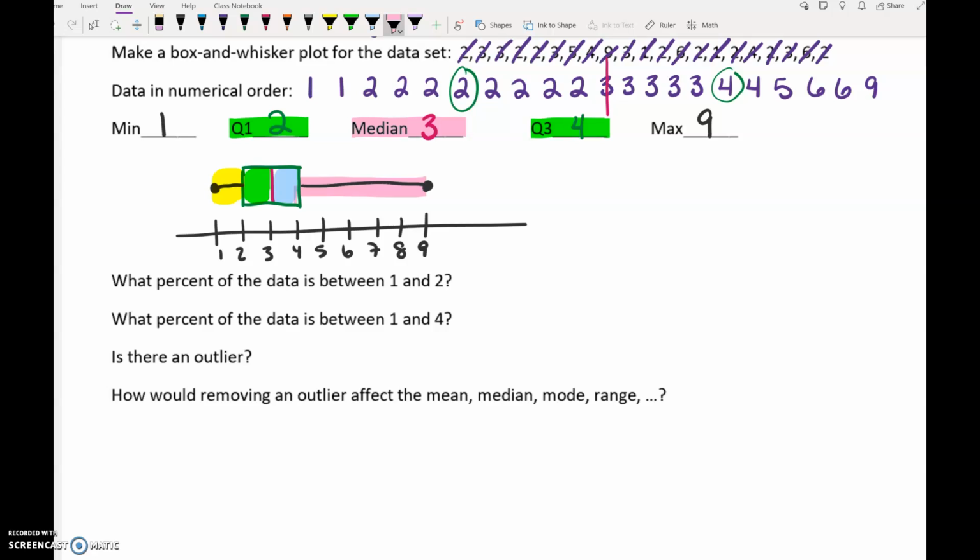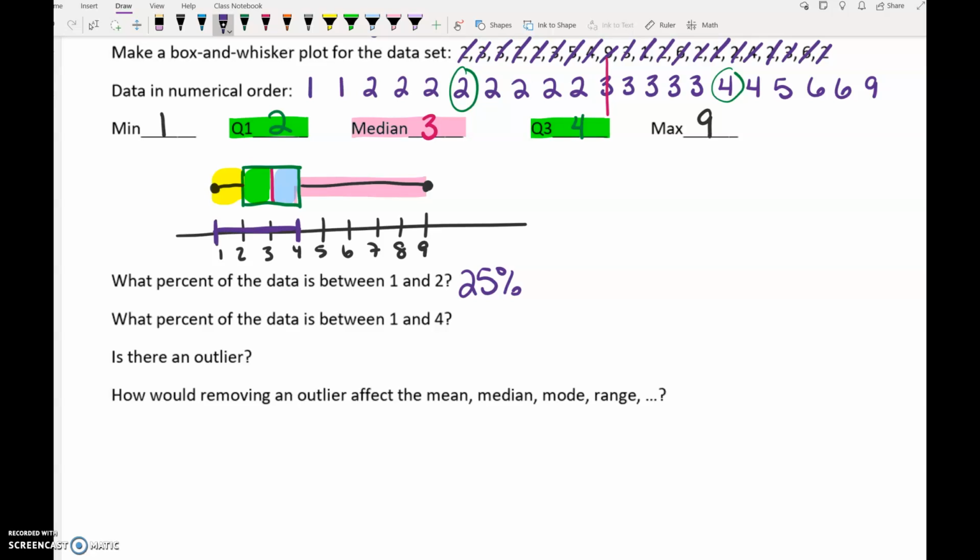So a box and whisker plot shows you how spread out the data is, because most of the data is really clustered from 1 to 4, and then from 4 to 9, the data is very spread out, but there's the same amount of data in each space. What percent of the data is between 1 and 2? 25%.